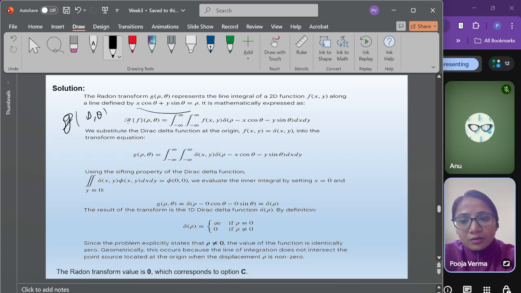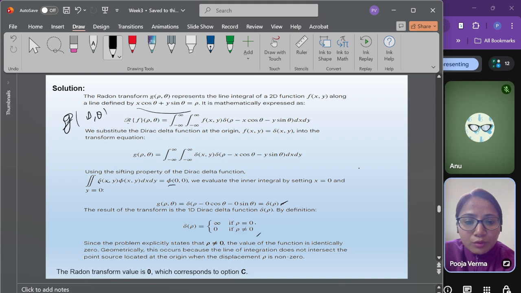We substitute the Dirac delta function at the origin, that is f(x,y), into this transform. Using the shifting property of the Dirac delta function, we evaluate the integral by setting x equal to 0 and y equal to 0. So g of rho theta becomes delta of rho minus 0 cos theta minus 0 sin theta, so overall we get delta of rho. That is the transform result, the 1D Dirac delta function.